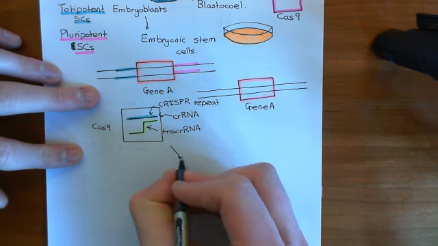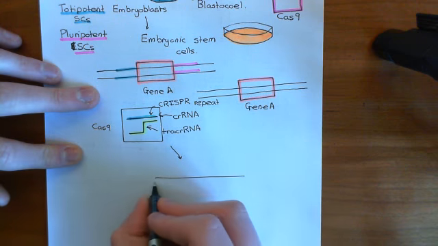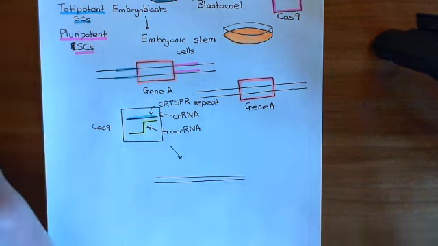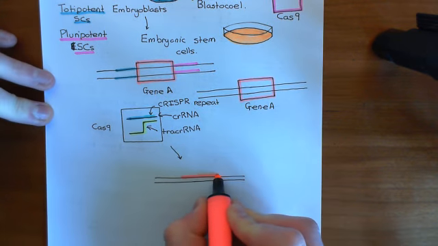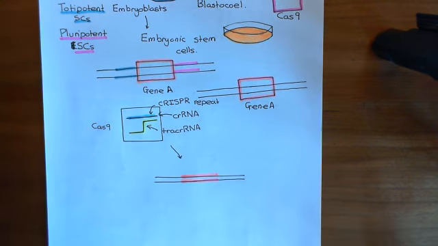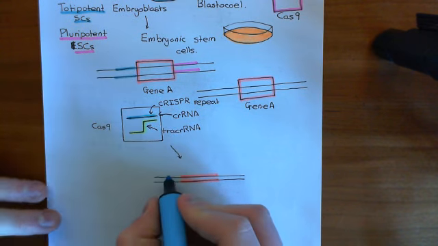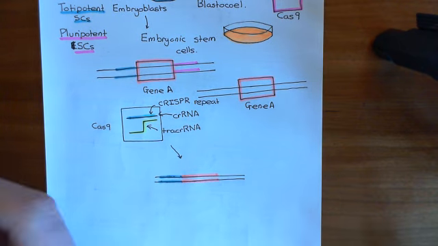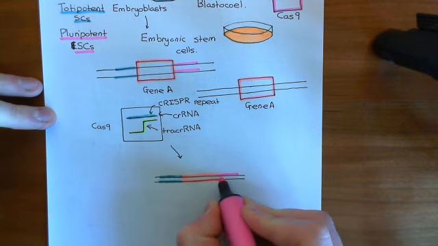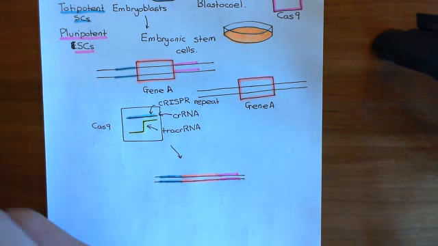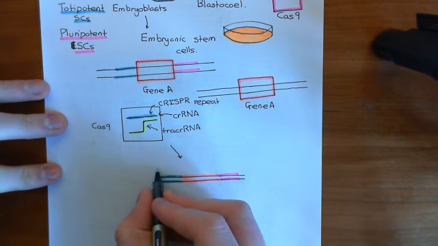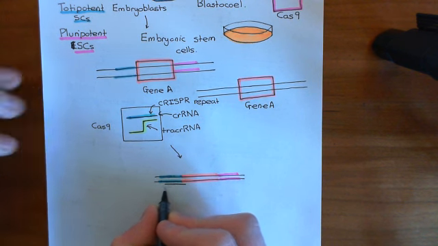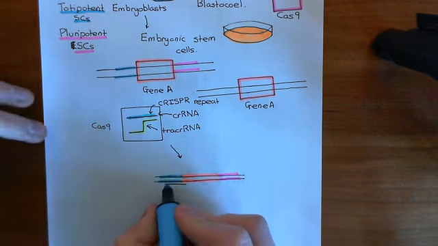So let's draw this happening. Here is our DNA. Then we'll show gene A in red here. So this is gene A. Then we've got this portion upstream of gene A in blue here, and also this portion downstream of gene A in vivid purple. What's now going to happen is our CRISPR RNA is going to bind to the portion that it's complementary to within our DNA here.